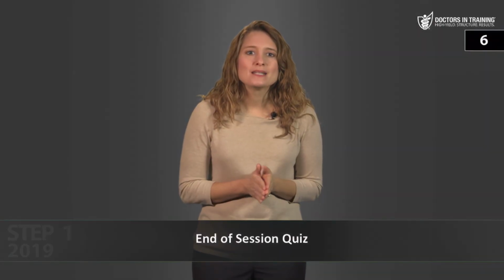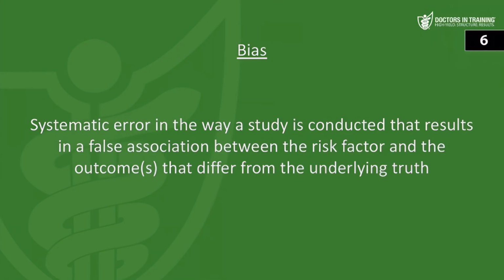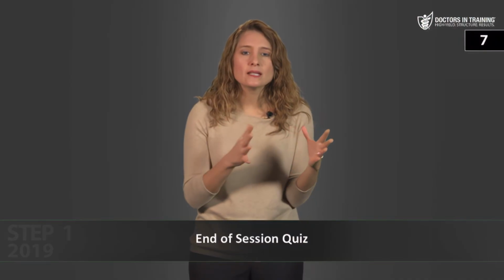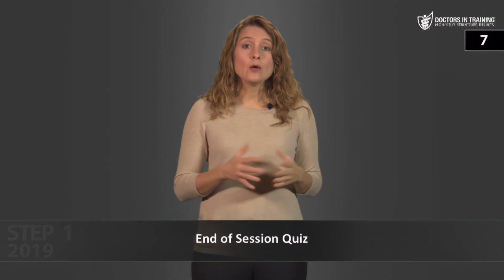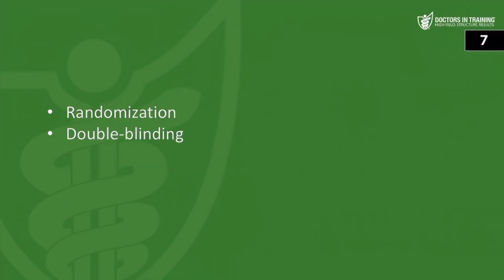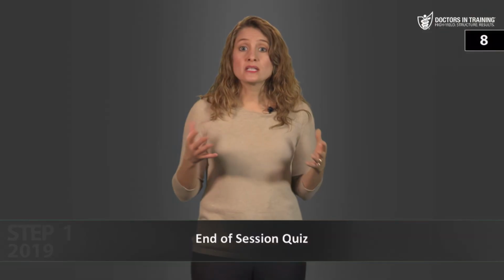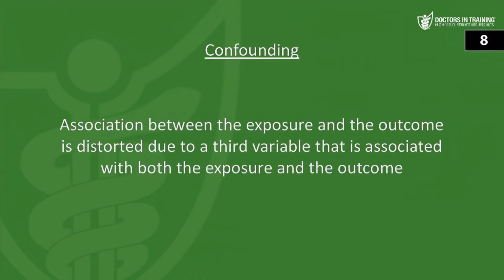Okay, what is bias? It's a systematic error in the way a study is conducted that results in a false association between the risk factor and the outcome, or outcomes that differ from the underlying truth. What are some ways investigators can reduce bias in a study design? Well, randomization, double-blinding, and using a control group. What is confounding? It's when the relationship between an exposure and an outcome is distorted, either magnified or reduced, due to a third variable that's associated with both the exposure and the outcome.